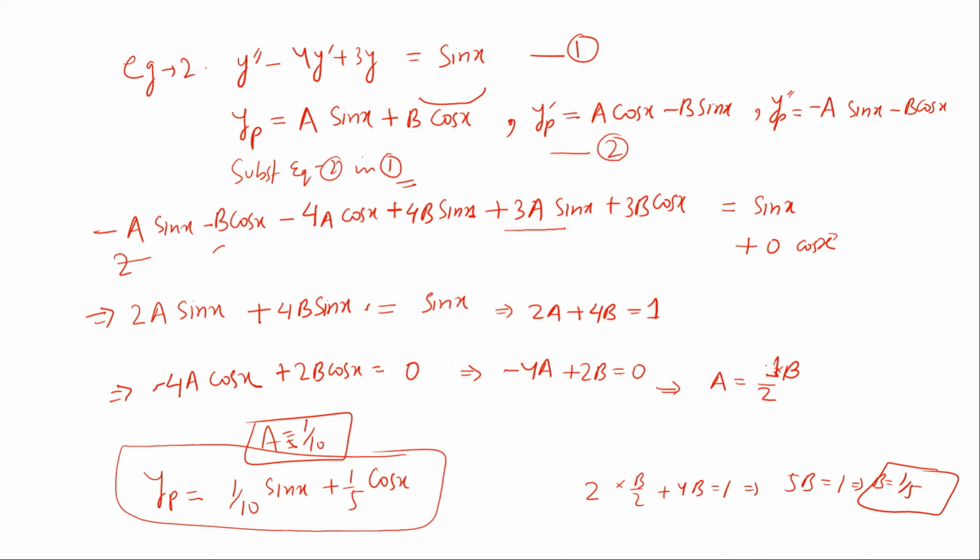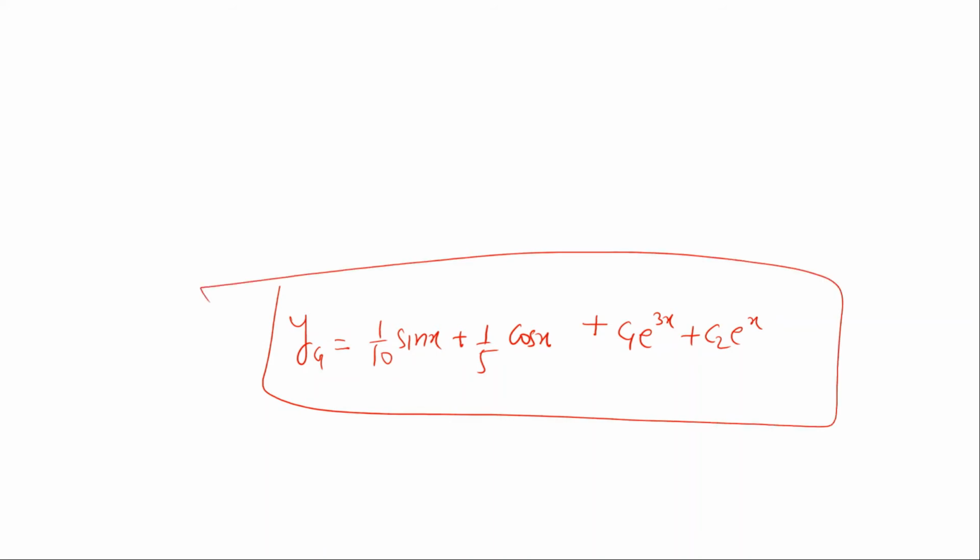And the homogeneous solution, we know yh, for this case we have written before as c1 e to the power 3x plus c2 e to the power x. Therefore the general solution is 1 by 10 sin x plus 1 by 5 cos x plus c1 e to the power 3x plus c2 e to the power x. This is the final solution where c1, c2 can be solved with the initial conditions y of 0 equals y naught and y prime of 0 equals y prime naught. These two initial conditions will help to solve the constants c1 and c2, and we will get the final solution.